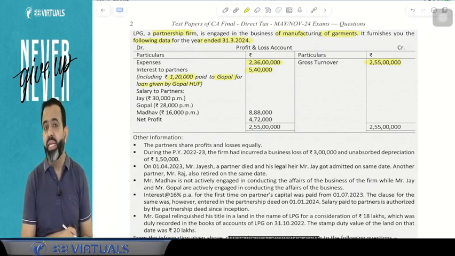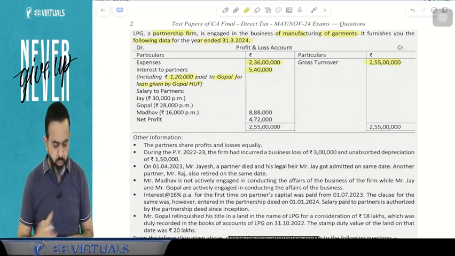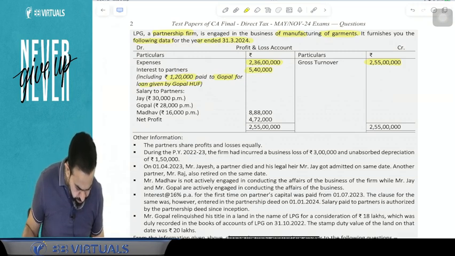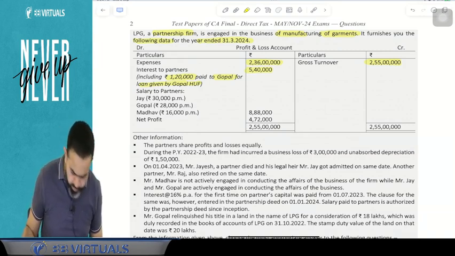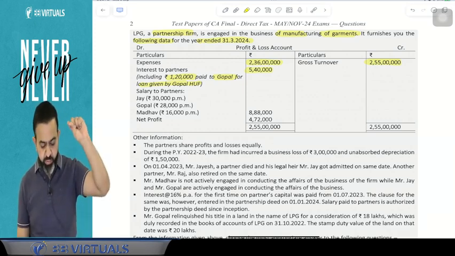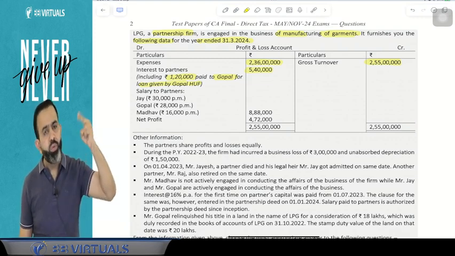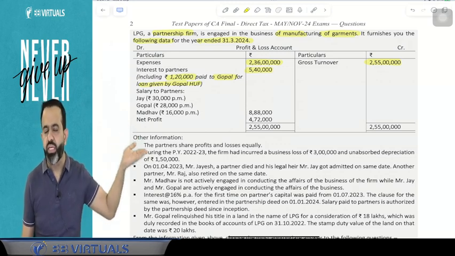It means the 40B limit is not applicable. On the interest, you know the 12% limit under 40B is not applicable in this particular case. You got my point or not? Now all of you pay attention here. The total interest to partner is 540, but 120 is paid to Gopal for a loan given by Gopal HUF. So the 120 will be fully allowed, even if that interest is more than 12%.